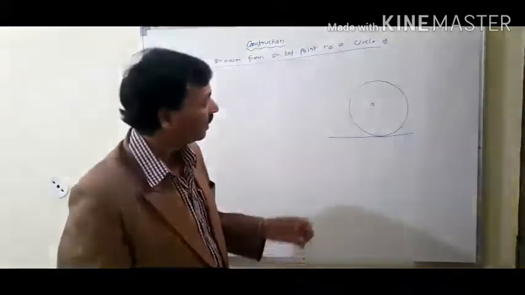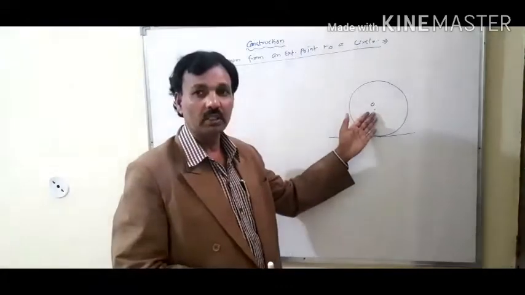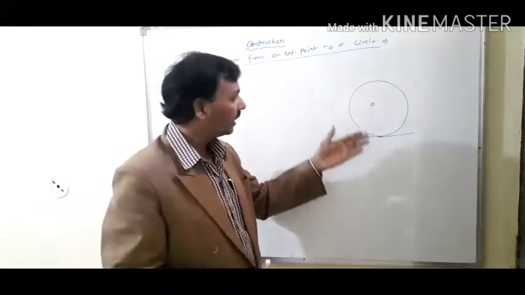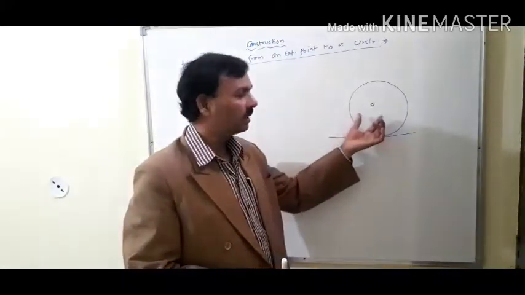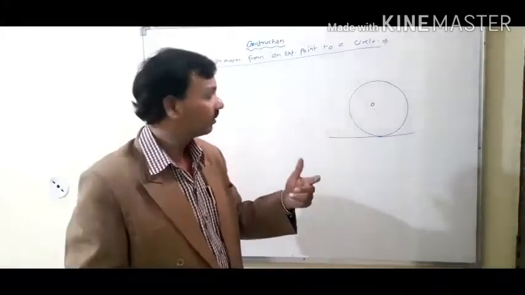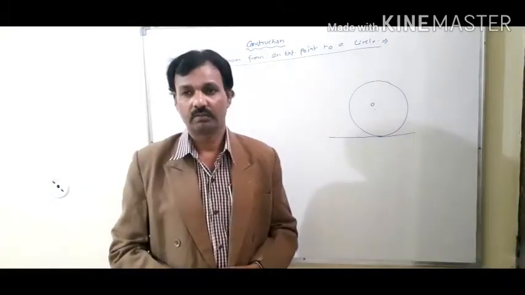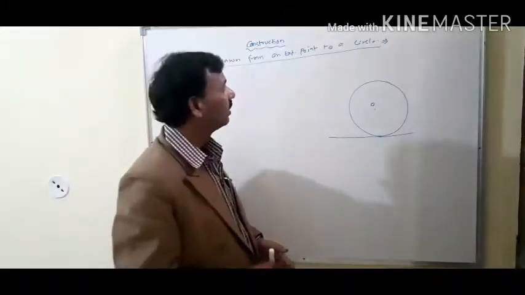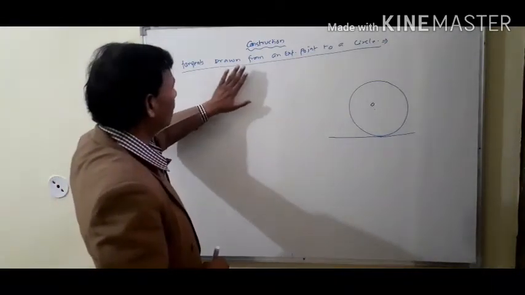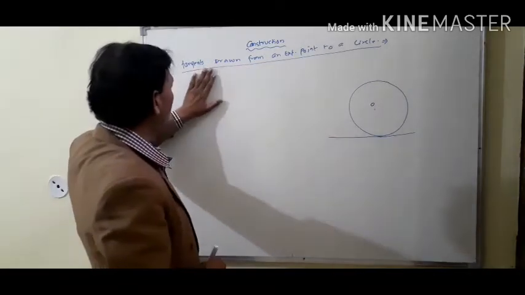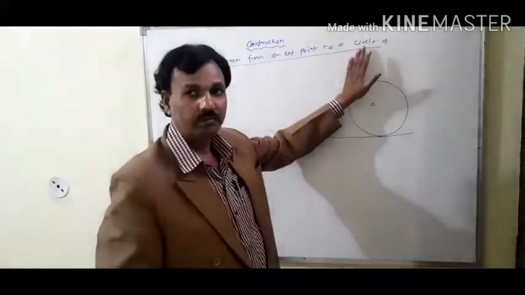The condition is that the distance of this line from the center of the circle is equal to the radius of the circle, then that line will be a tangent of that circle. Otherwise, that line is not a tangent of the circle. In this topic, we will draw a tangent from an external point to a given circle.